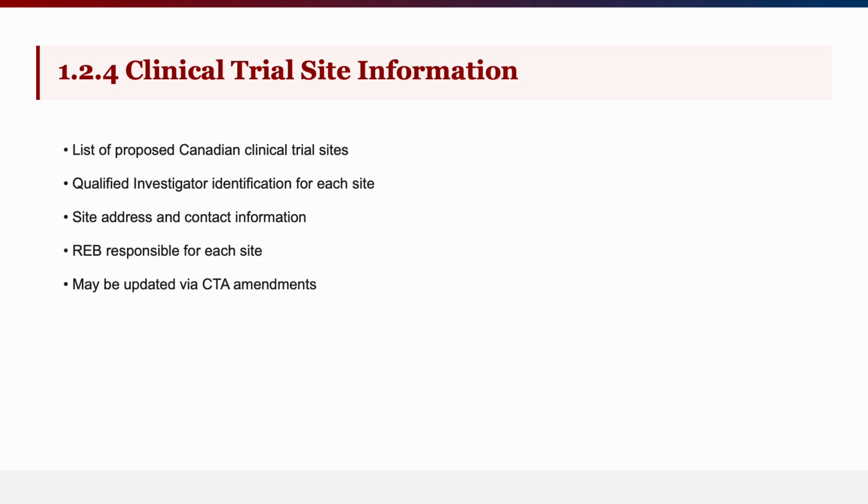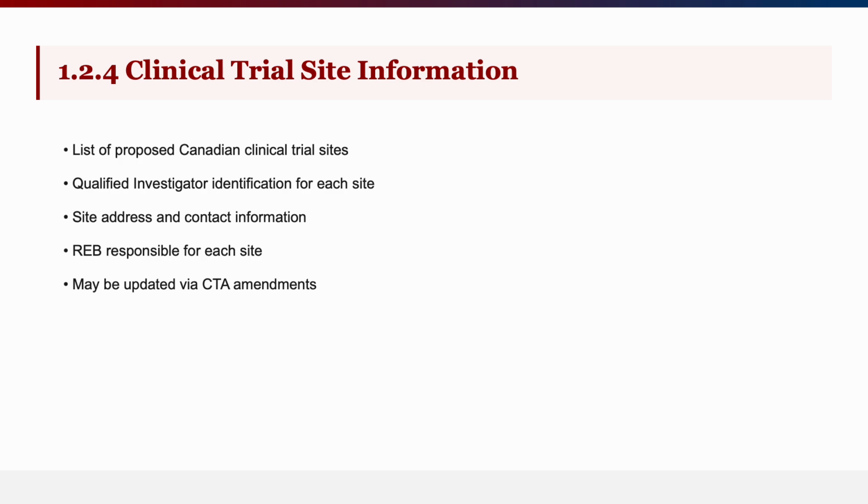For each site, you must identify the qualified investigator. Under Division 5, the QI is the physician or dentist responsible for the conduct of the trial at that site. You'll need to provide their name, qualifications, and contact information. Site addresses and contact information allow Health Canada to know exactly where trial activities will occur. This information may also be relevant for GCP inspections.